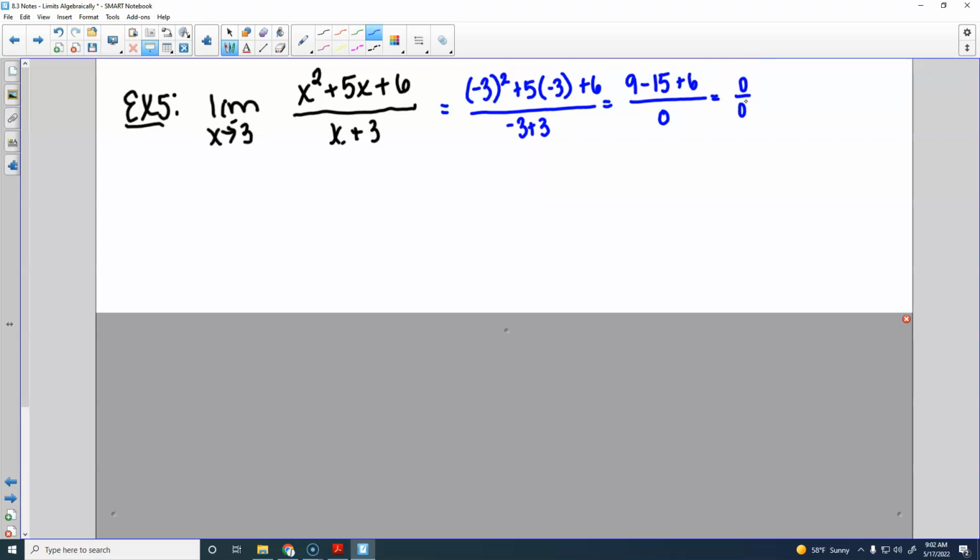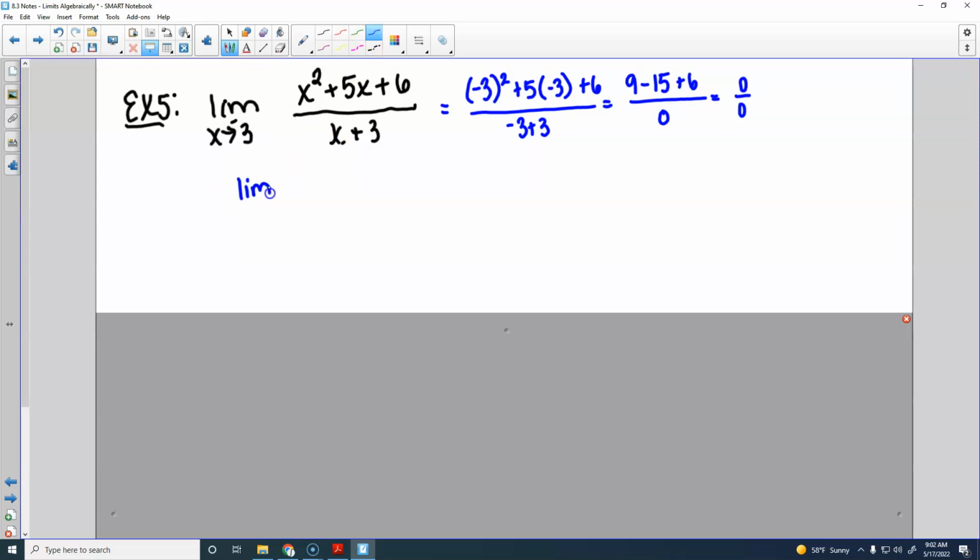This is never your answer. You should never circle 0 over 0 as your answer. 0 over 0 tells you you're not done yet. You need to keep going. If you find yourself circling 0 over 0 as your answer, then you've done something wrong. So what we need to do here is factor this.